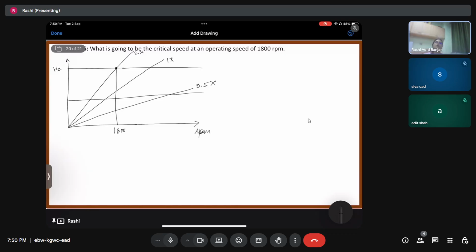But that is not true because it's a continuous system. And we know that for a continuous system, there can be an infinite number of natural frequencies, right? There are going to be an infinite number of natural frequencies because there are infinite mass points. So for a rotor, we calculate the first natural frequency, second natural frequency, and like that.